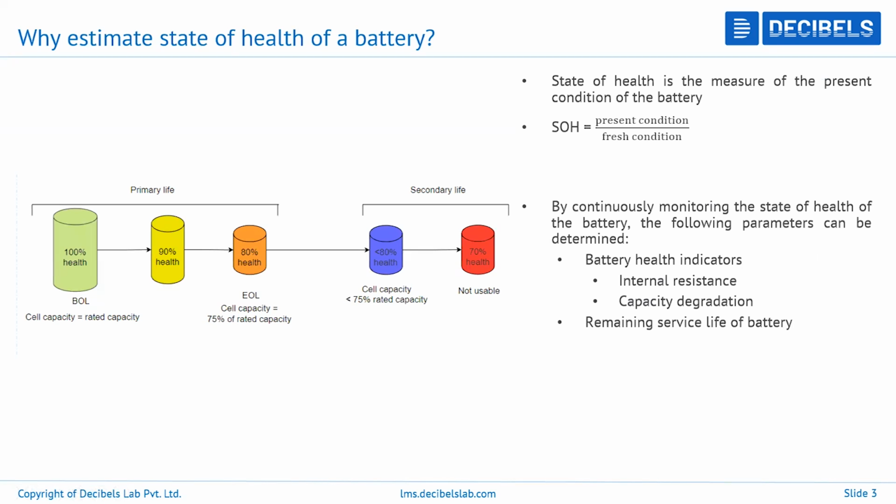On the left side, you can see a very simple representation of how the cell goes on degrading. First, of course, you start with 100%. So how do we measure the initial capacity? We go for what is called a static capacity test.